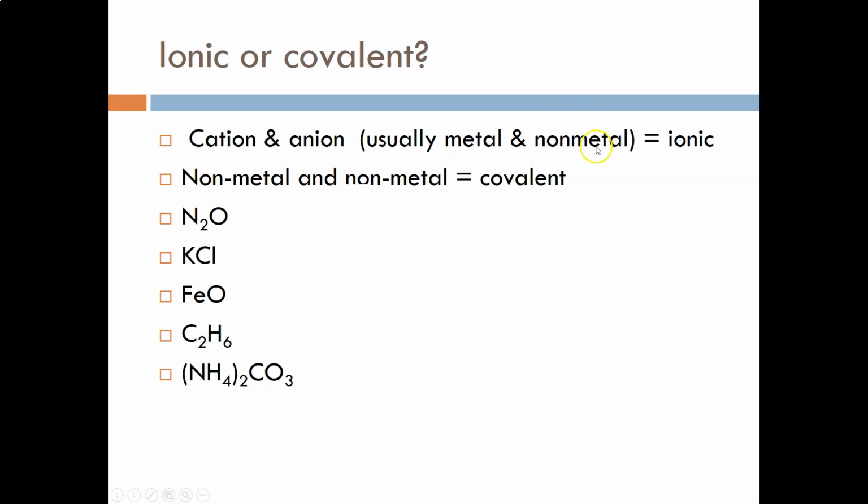Usually that means a metal and a nonmetal, but not always. If it's nonmetal and nonmetal, covalent. So if we look at this first example, nitrogen is a nonmetal, and oxygen is a nonmetal, so that must be covalent. Potassium is a metal, chlorine is a nonmetal, so that must be ionic.